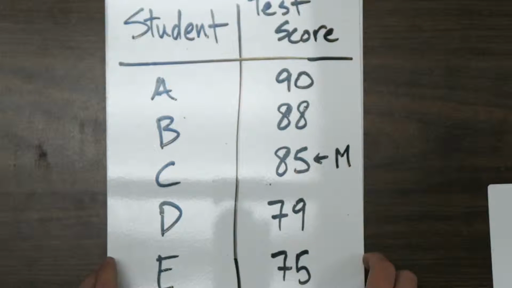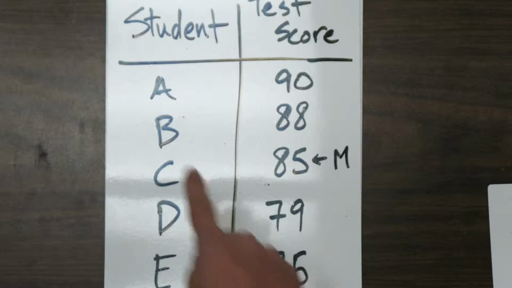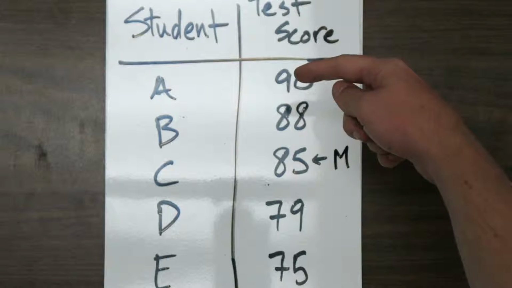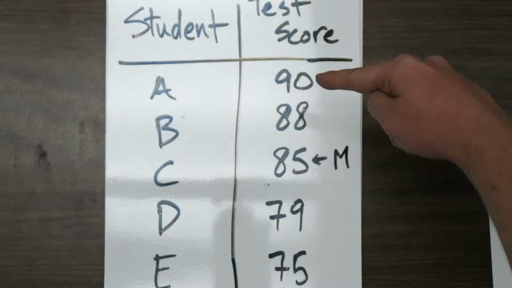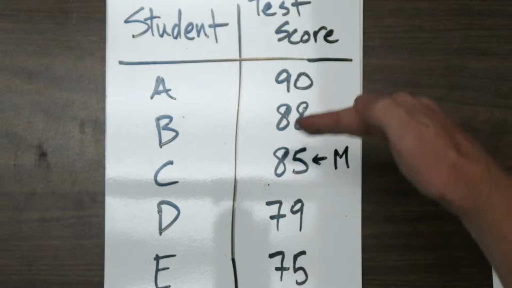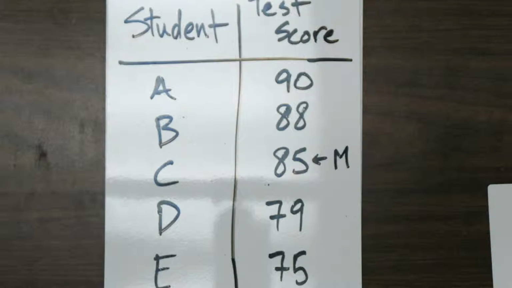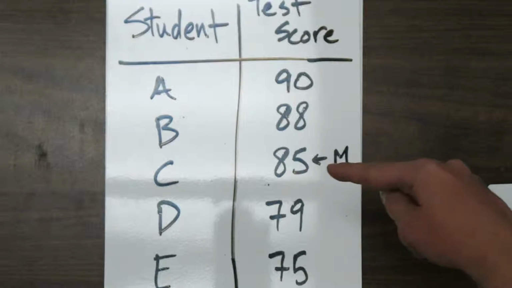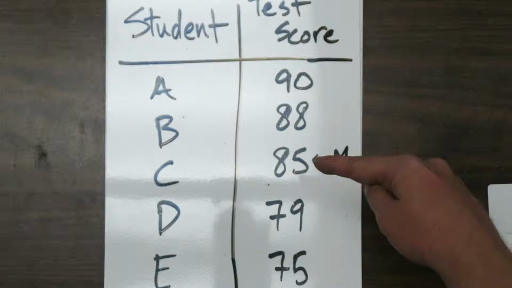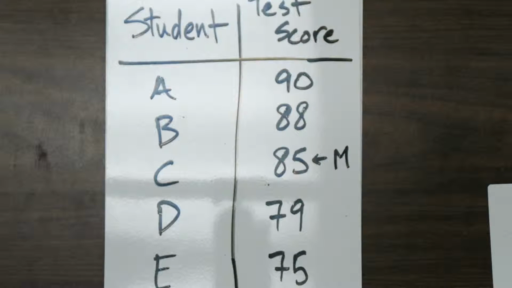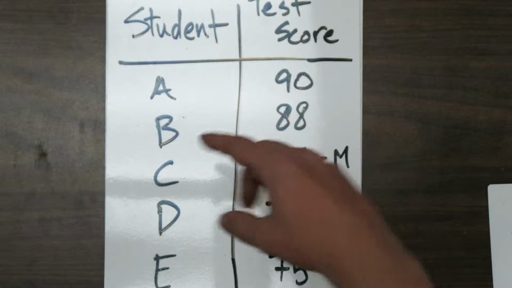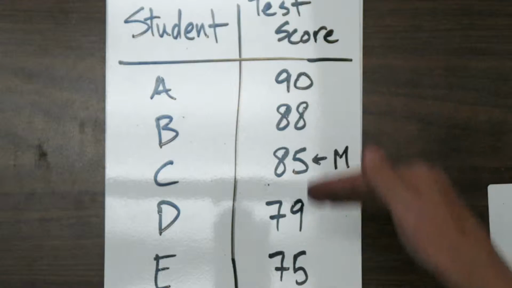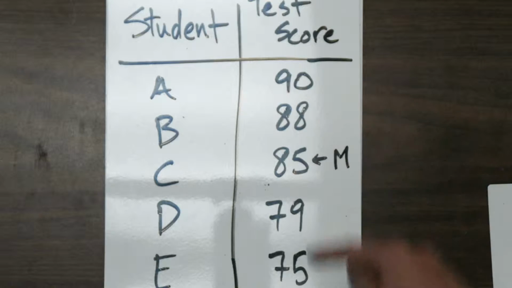So if we have this set of information here, which tells us a list of students and their test scores. Now, I've organized their test scores from the maximum down to the minimum. And when I do that, I can quickly glance at this and see that the middle number, that's my median, is 85. So it's pretty easy to find when I have my information organized from greatest to smallest or maximum to minimum.